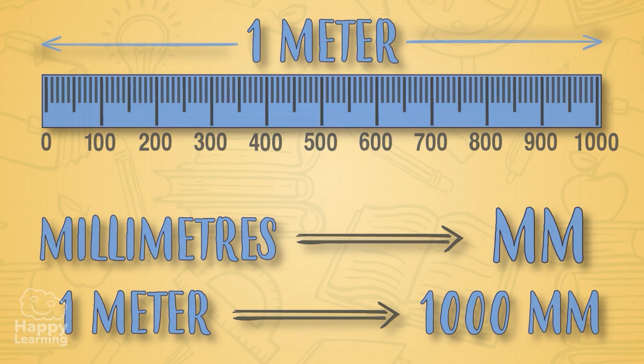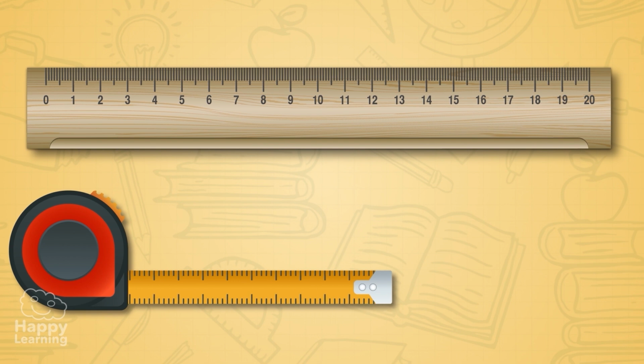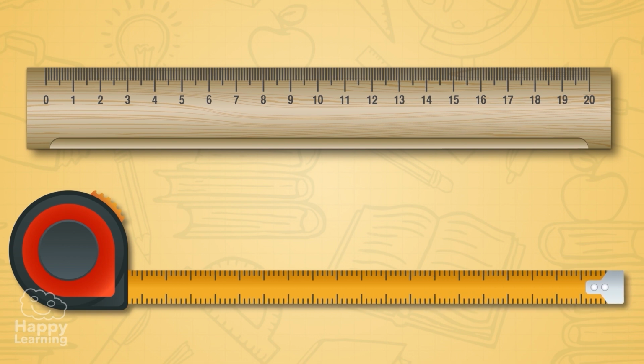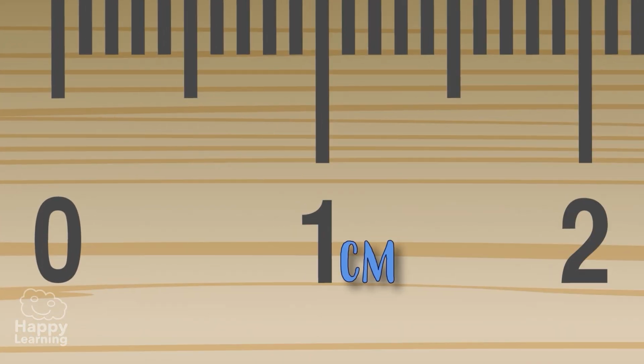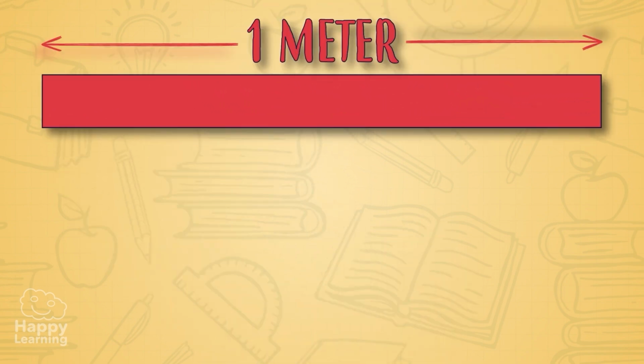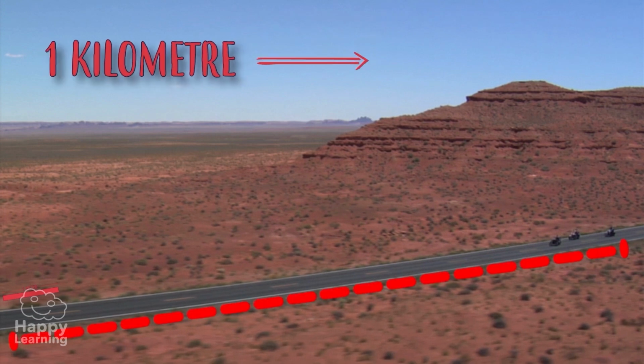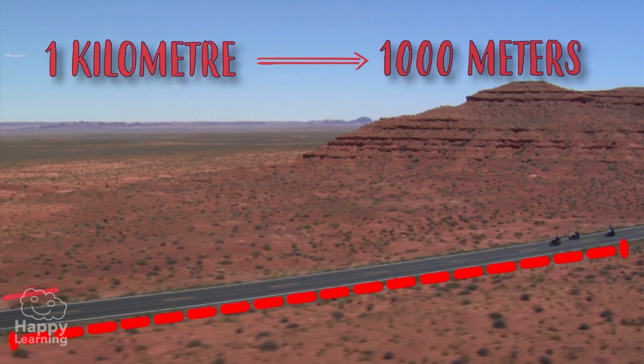To measure these smaller units, we use a ruler or a meter, which, as you can see, divides each centimeter into 10 equal parts, in other words, in millimeters. To measure larger distances than a meter, we use a kilometer, that is exactly 1,000 meters.